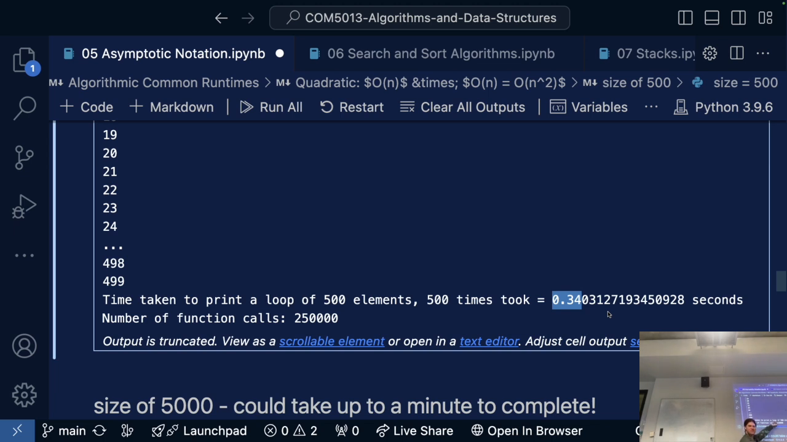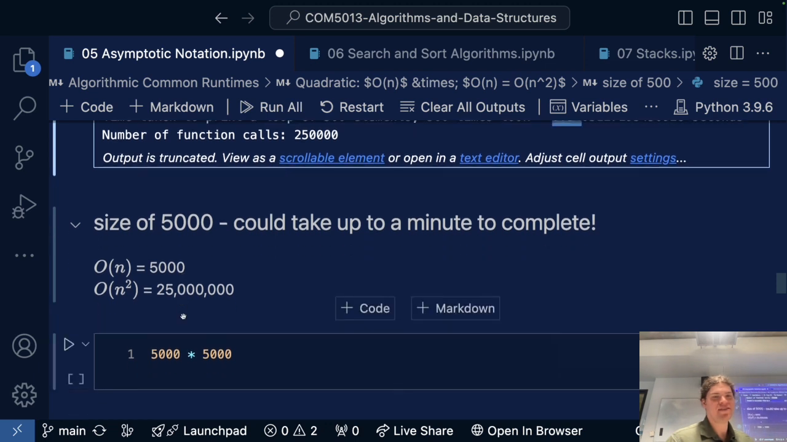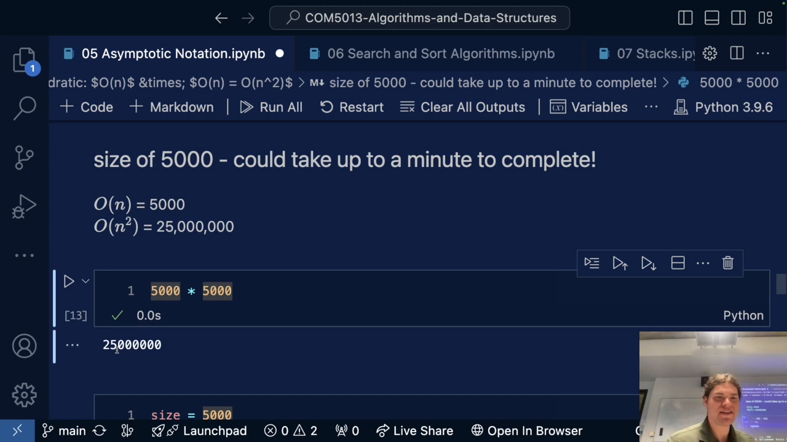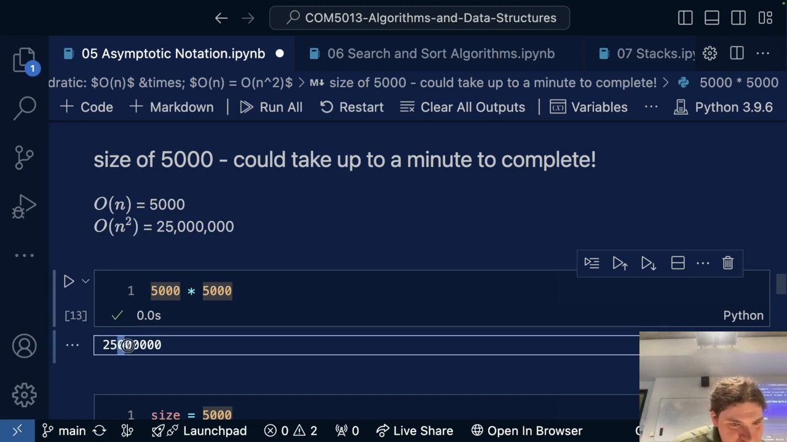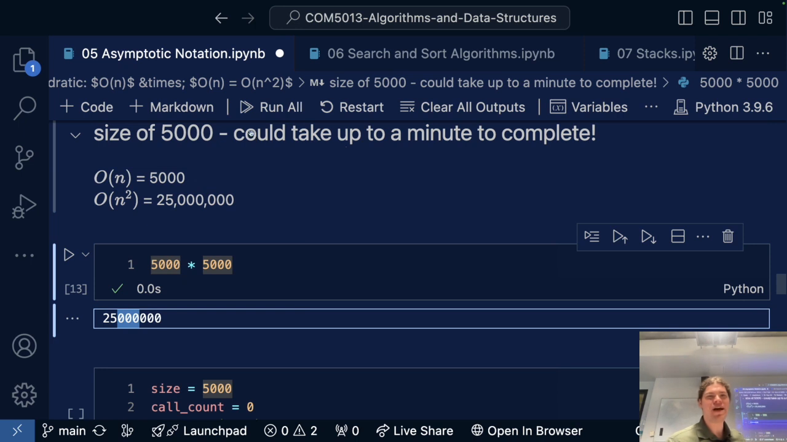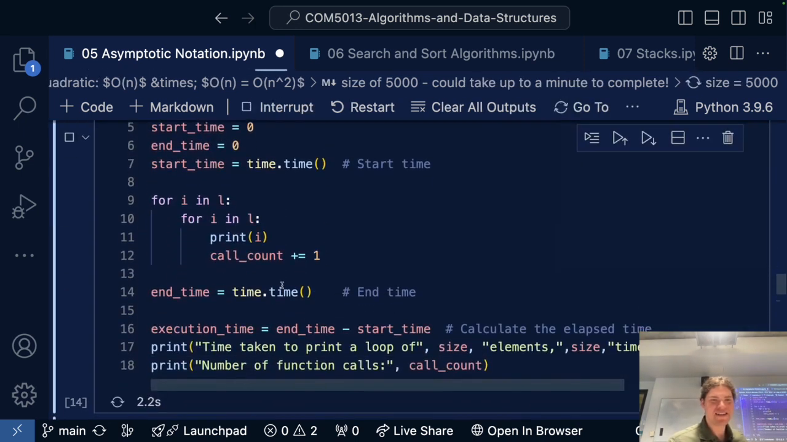It wasn't 500 operations, it was 250,000 operations that we did. So if we scale this to 5,000 for n, O of n squared is 5,000 times 5,000, which gives us 25 million. That's a lot more than 5 million, isn't it? So this could take a bit. In fact, I've got a note here: beware, this could take up to a minute. So let's get it running. There we go, it's off.